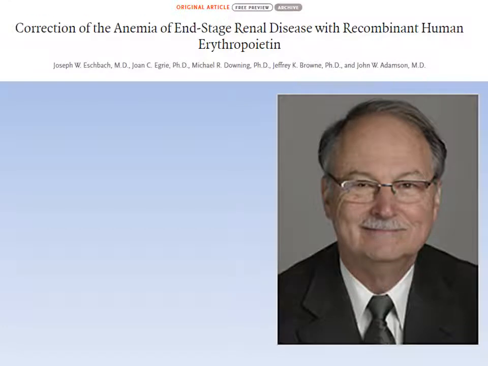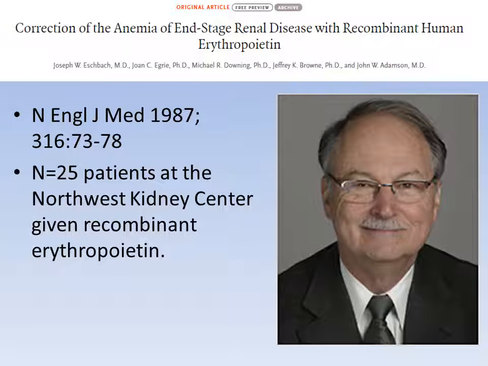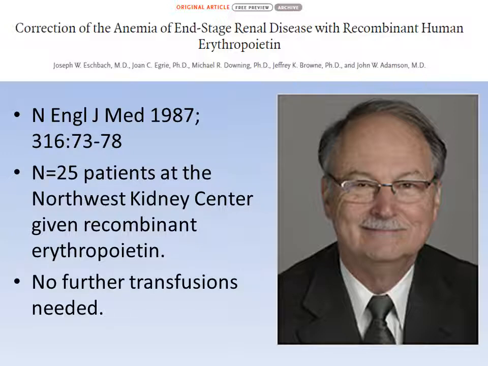He published a couple of landmark papers using erythropoietin. First, in 1987, he did a study of 25 Northwest Kidney Center patients who were given erythropoietin and reported that no further transfusions were needed. And this was a huge breakthrough because most dialysis patients up to this point were transfusion dependent, or needed to be transfused blood on a regular basis during dialysis.